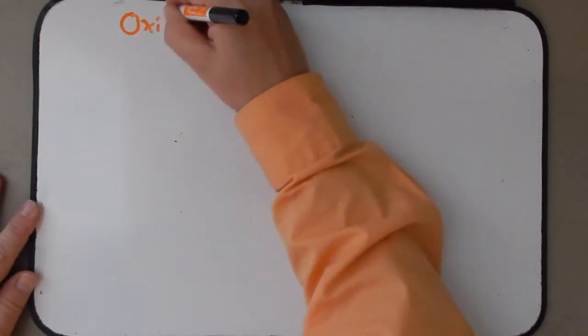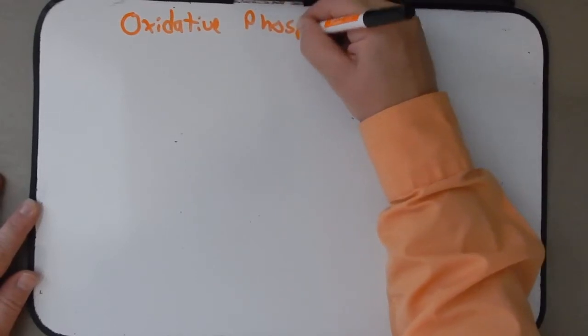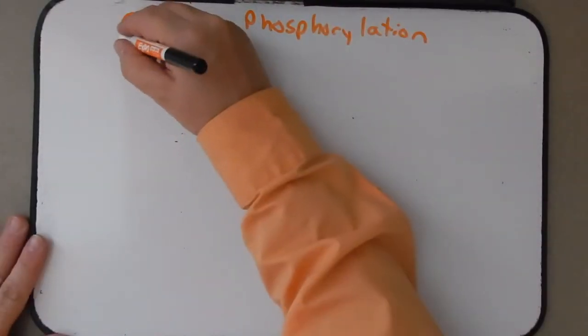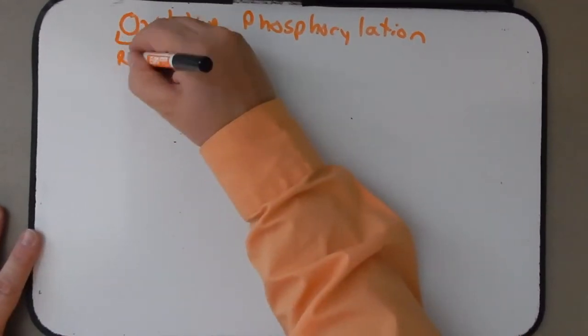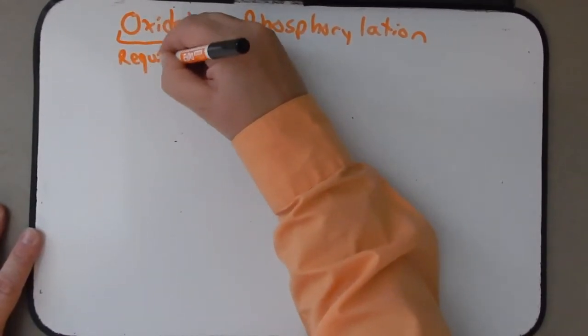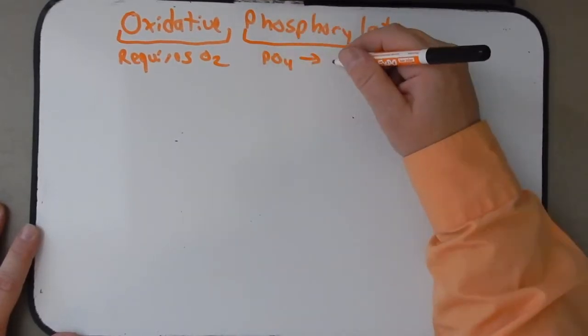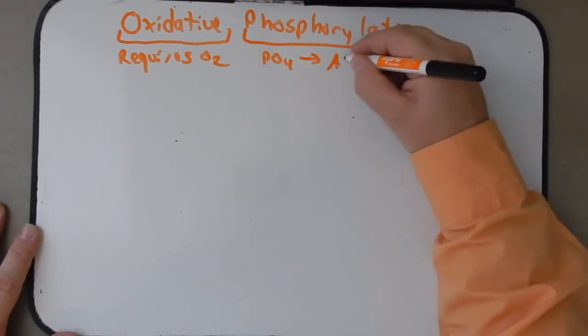Hello and welcome everyone. In this podcast, we're going to focus on energy that is produced in the mitochondria. And more specifically, we're going to talk about oxidative phosphorylation. This is called oxidative phosphorylation because it requires oxygen and a phosphate is added to ADP to create ATP.